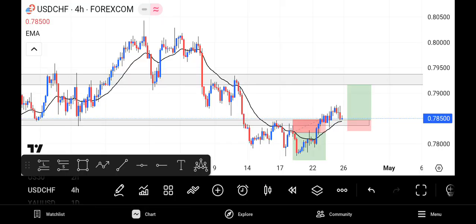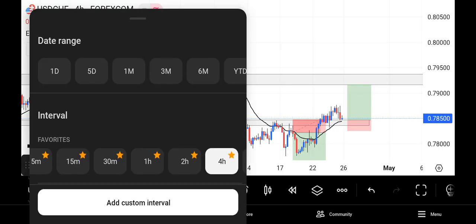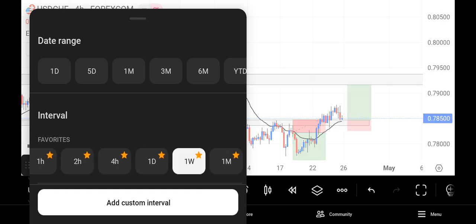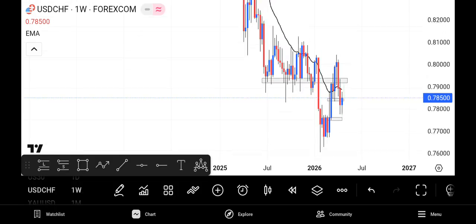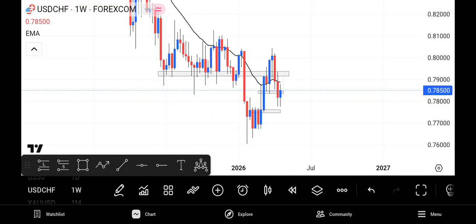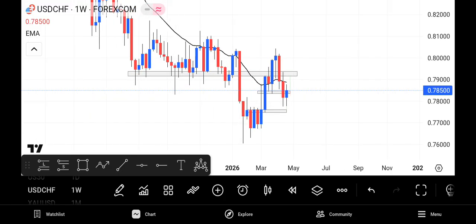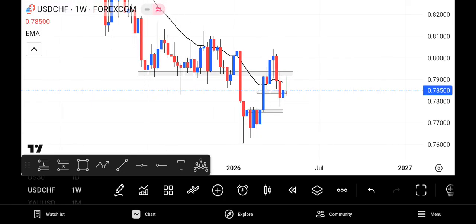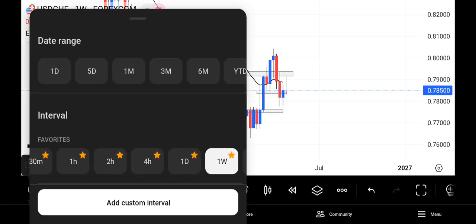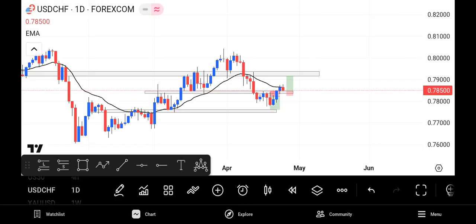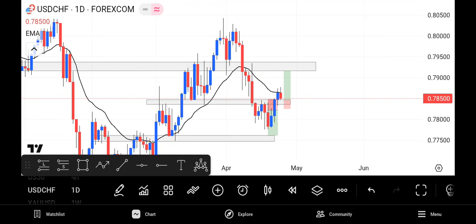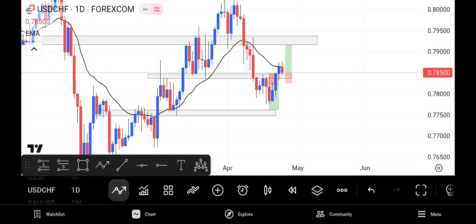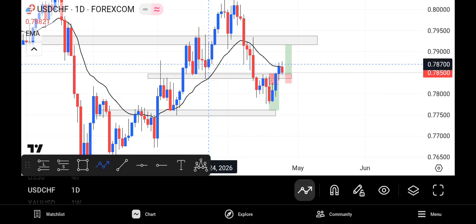So this is USD CHF, and we will be doing top-down analysis from the weekly time frame down to the lower time frames. As you can see, on USD CHF the weekly time frame is bearish. The daily time frame is bullish, you can see. And how do we know the daily is bullish?